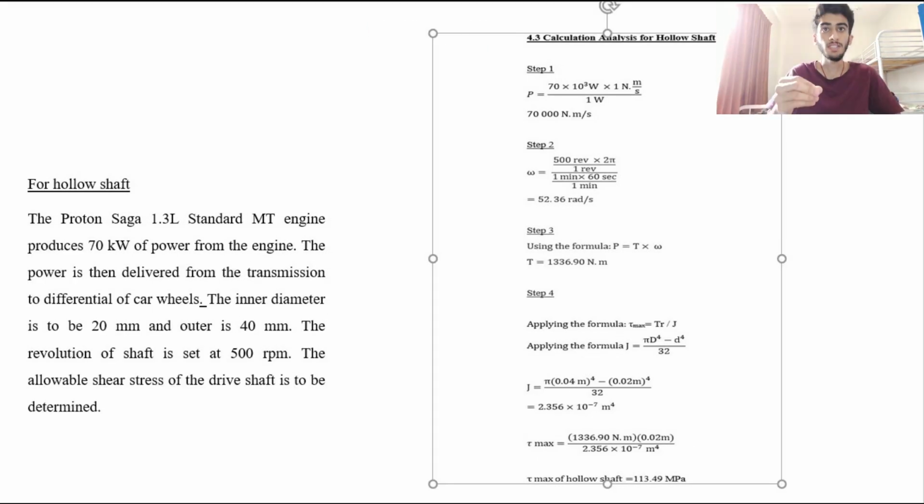For the second question, it is the same thing, but it consists of a hollow drive shaft with an inner diameter of 20 mm and an outer diameter of 40 mm. The same analysis from the solid drive shaft is then converted for hollow drive shafts. So as we can see, by applying all the formulas above, we get the maximum shear stress of a hollow drive shaft equal to 113.49 megapascal.